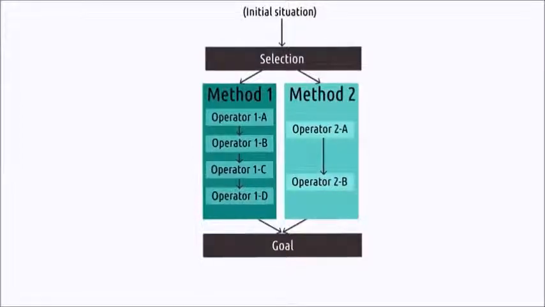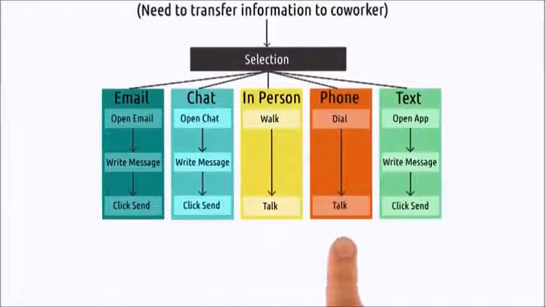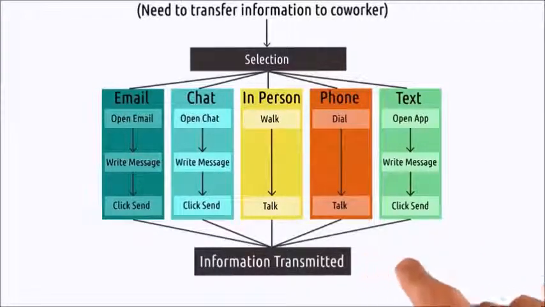We can take the GOMS model and apply it to a number of different domains. So let's take the example of needing to communicate a message to a coworker. We have an initial situation, which is the need to transfer information to a coworker. That carries with it the implicit goal of the information having been transferred. We might have a number of different methods in mind for how we could do that. We could email them, we could walk over and talk to them in person, and we also have some selection rules that dictate how we choose amongst these methods. If what we need to transfer is very time sensitive, maybe we walk over and talk to them in person or call them on the phone. If the information we need to transfer is complex and detailed, maybe we write them an email. Or if it's more casual, maybe we chat with them or text them. No matter what method we choose, we then execute the series of operators that carries out that method, and the result is that our goal is accomplished. The information has been transmitted.